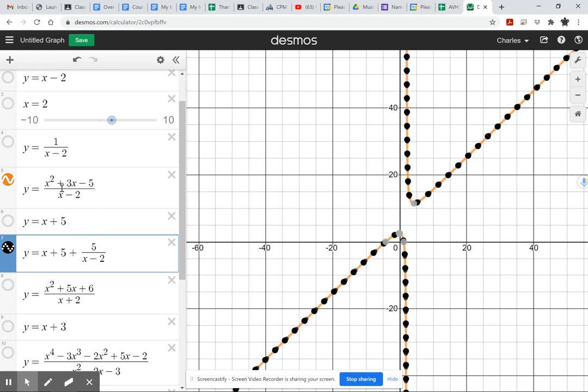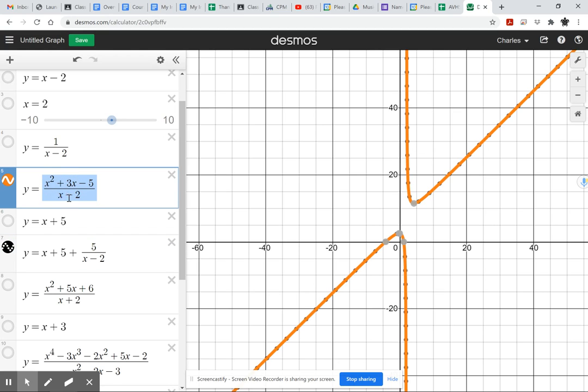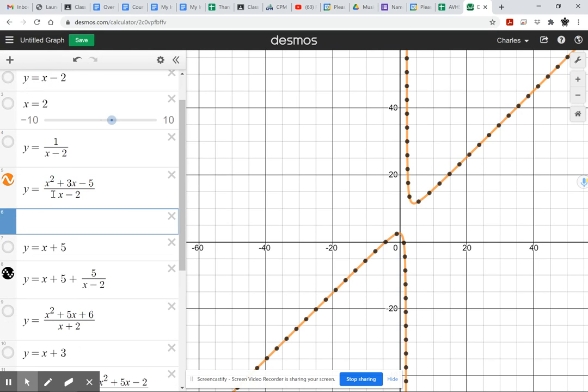And also notice that in this one, when we started, we had a degree 2. We had a quadratic in the numerator and a linear function in the denominator. So because the degree was higher in the numerator than the denominator, the numerator grows faster, which is why you have the function going to infinity on both the right and on the left. If I inverted this, if I put x minus 2 on top and x squared plus 3x minus 5 on the bottom, I would have a function that doesn't go to infinity on both sides. I would have a function that goes to 0 on both sides.